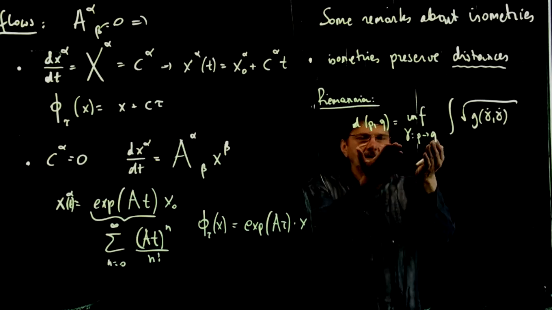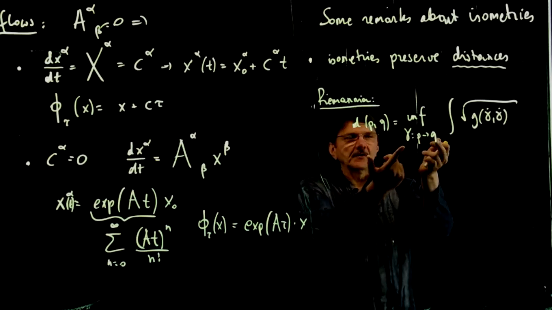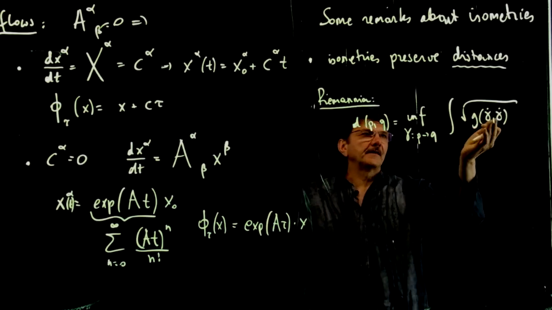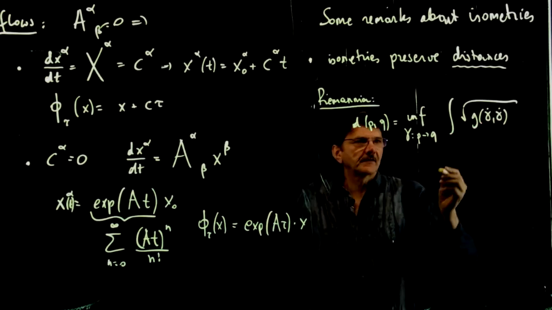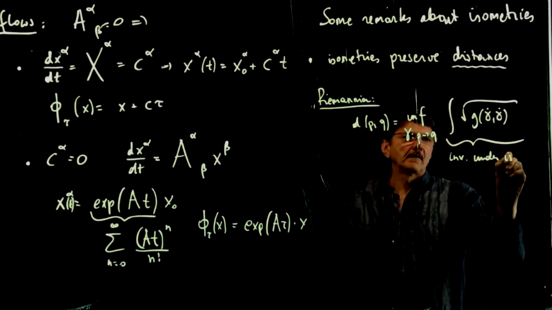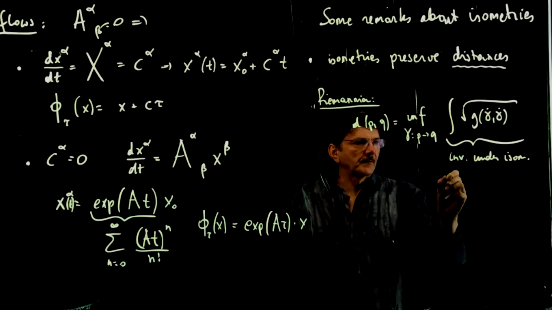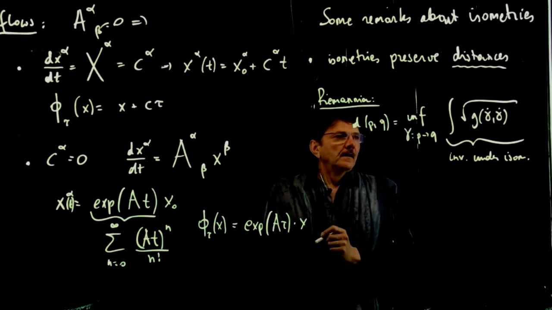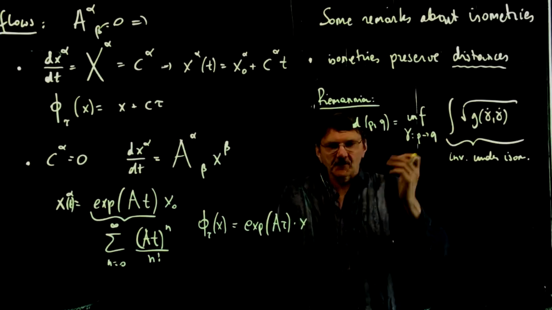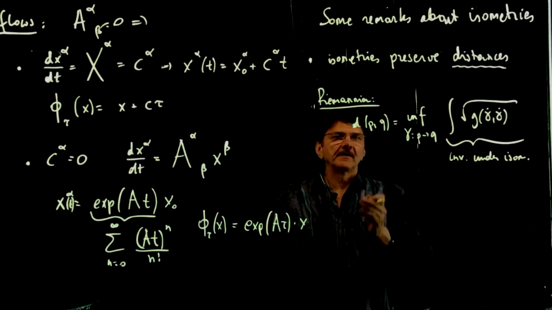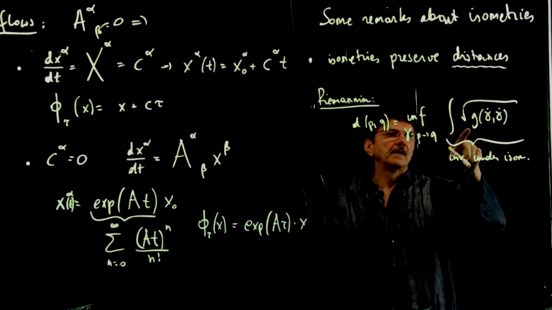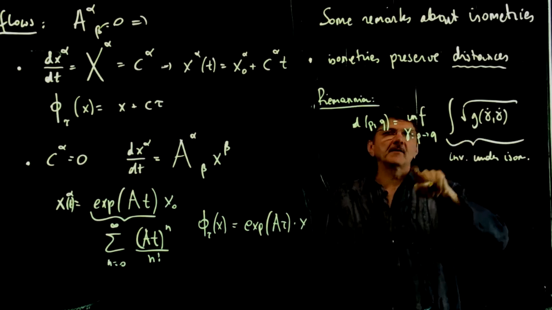So if you take any curve between P and Q, apply an isometry, then this integral will not change, right? So it's invariant under isometries, just because, period. So it's obvious. And therefore the infimum will be invariant under isometries, so the distance will not change. Of course, this makes sense for a Riemannian metric.